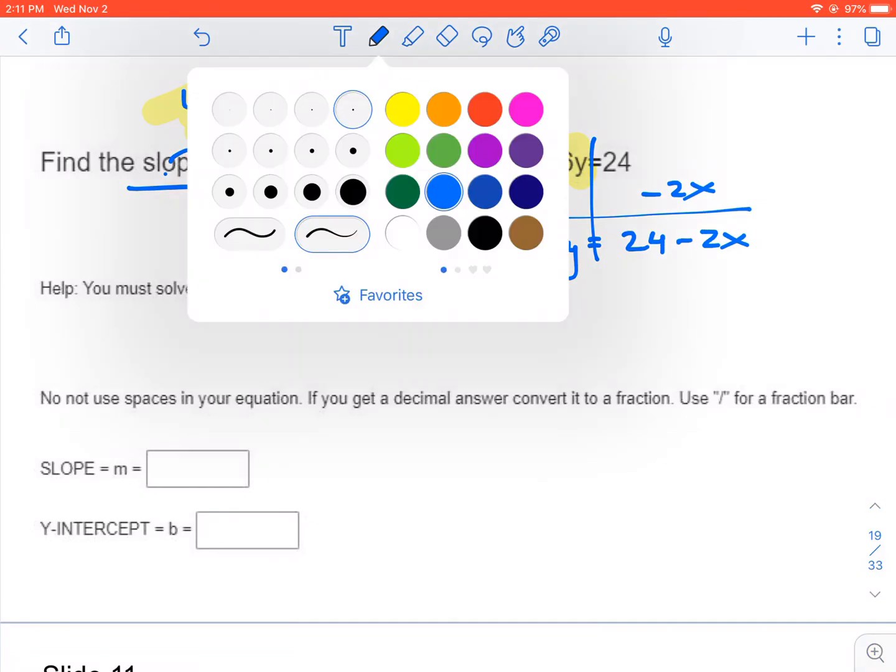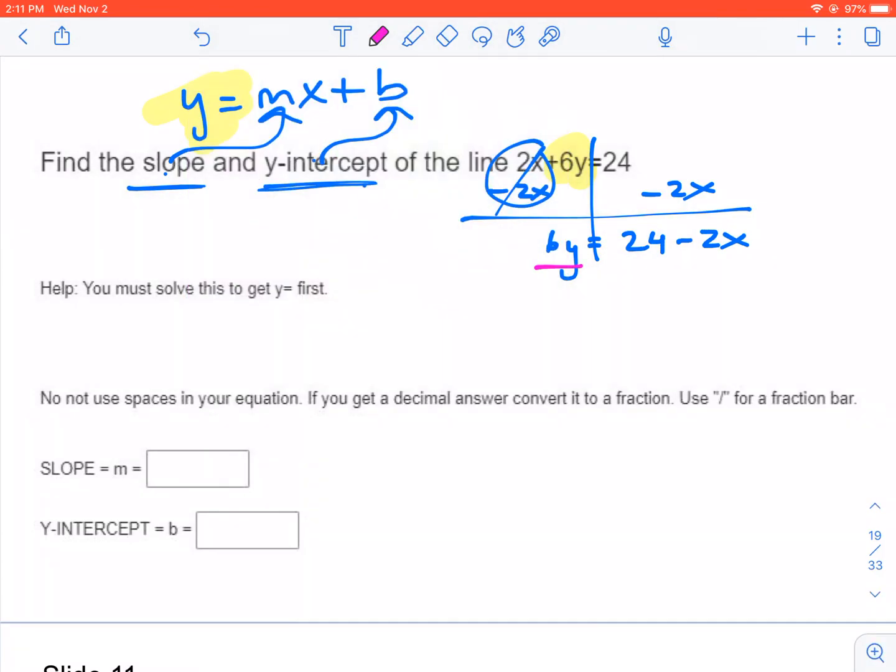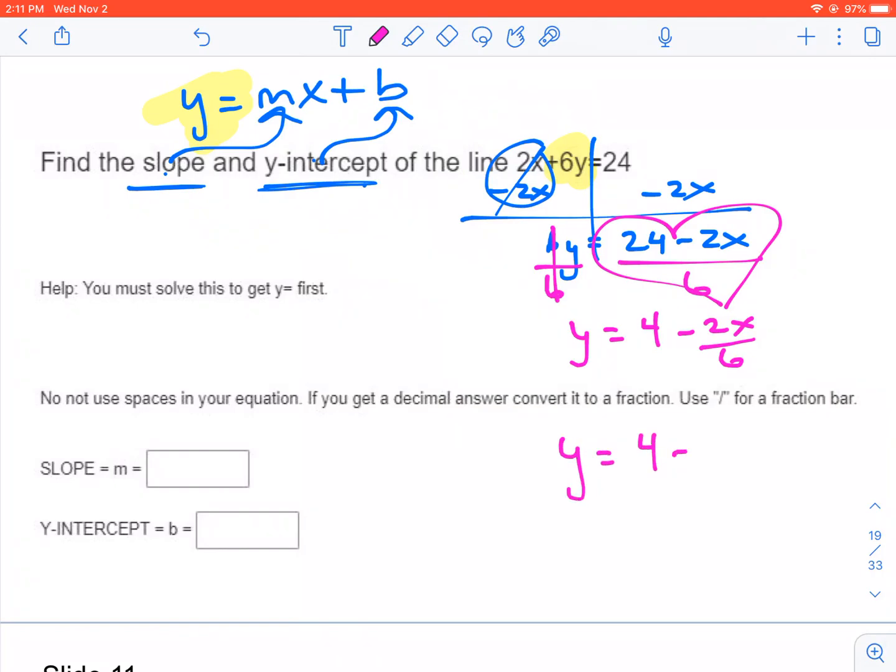Then we are going to go to our next step, which is to separate the 6 and the y. Together that means multiply, so we're going to divide by 6 on both sides. And then we're going to do our hearts to simplify. Y equals 24 divided by 6. If you don't know that by hand, you can go switch over to decimals and you can type it in. The other side is negative 2x over 6. So what we have is y equals 4 minus, and then this simplifies out to 1/3 x.